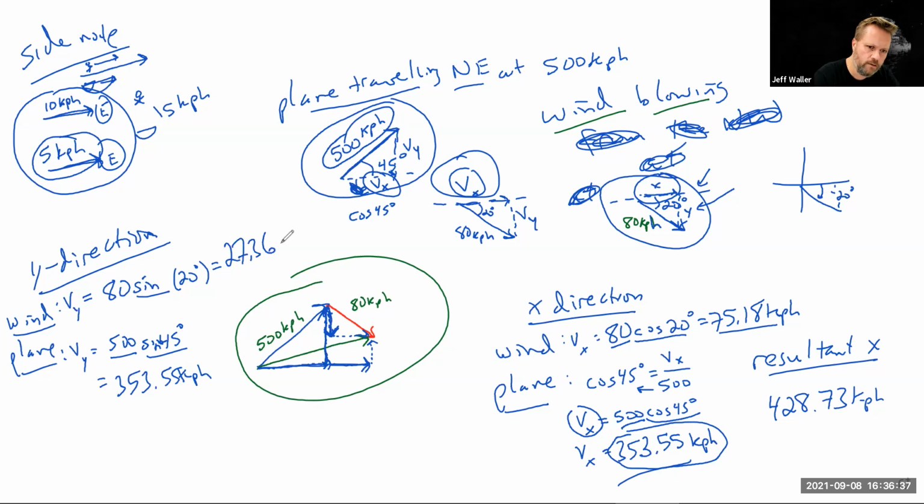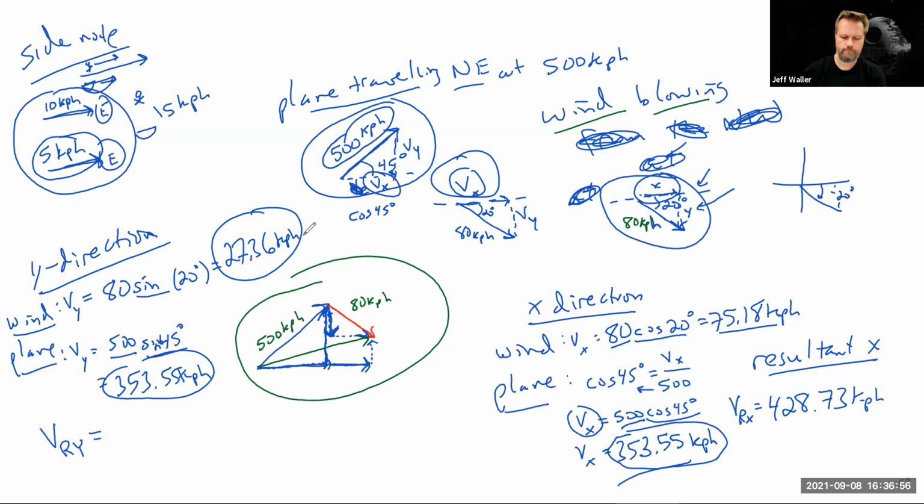Now, what is the resultant? How did I write it over there? Let me do this. VRX. So what is the resultant in the y direction? It would be this plus this. Forgot my units. 380.91 is what I get. Now, if you will forgive me, I am going to have to erase some of this so I have some room. There's so much up here.